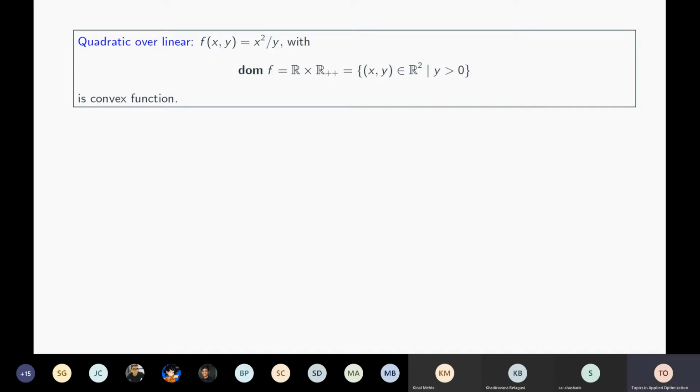Another problem is quadratic over linear. This is defined as f(x,y) = x² divided by y. That's why the name is quadratic over linear. The domain is defined to be the set of all (x,y) provided y is greater than 0. Then the claim is that this is a convex function. Remember that this is a two variable function, so there are two variables, and the function is of the form R² to R.